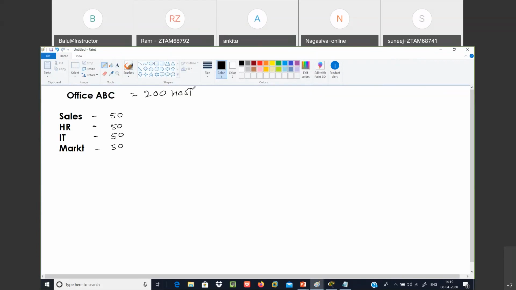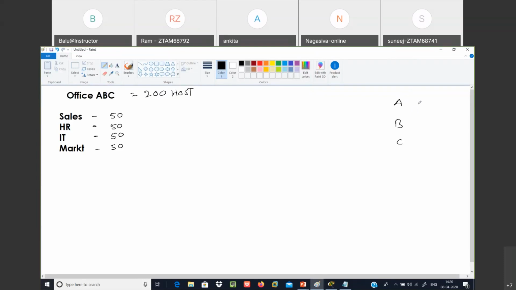Now all 200 hosts are interconnected with switches and wireless access points, whatever. But now we need to enable communication, which means we have to assign IP addresses, right? So for all 200 computers, which class of IP address do you recommend? Class A or class B or class C? Class C.